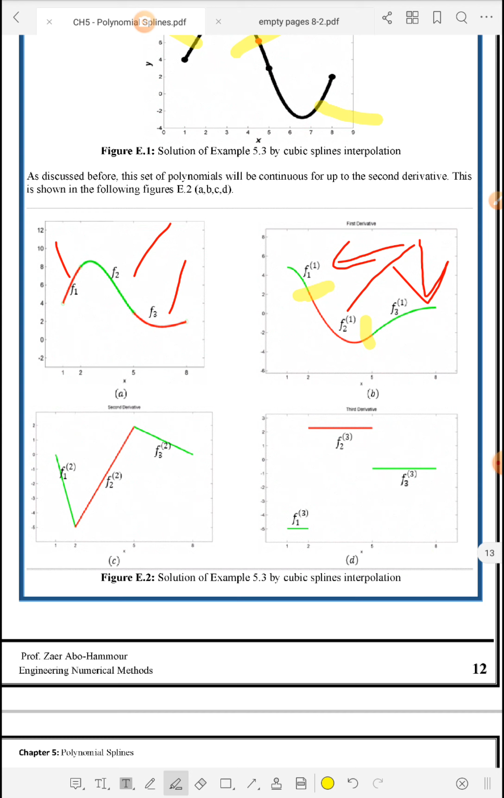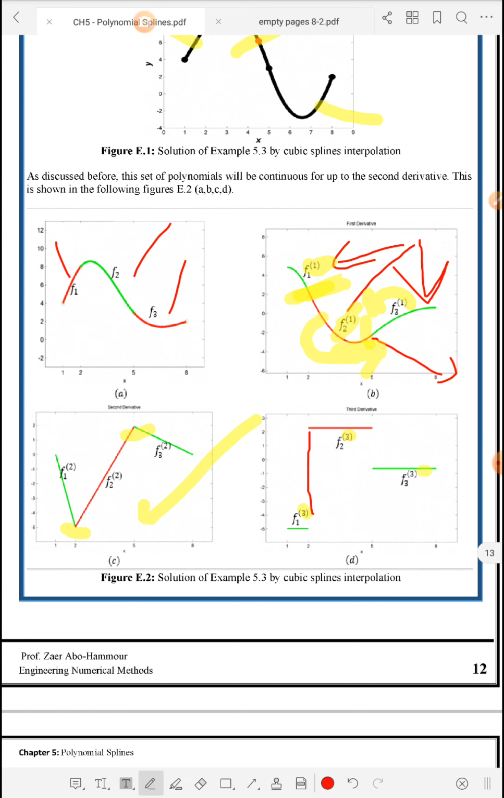This point, the derivative of f1 at this point is equal to the derivative of f2 at this point, and this is a continuous derivative. And also for this point, the derivative of this polynomial at this point is equal to the derivative of this polynomial at this point, and it's continuous. There is no discontinuity. And here we switch to the second derivative, and also the second derivative is continuous. There is no jump, while if we pay attention to the third derivative, it contains a jump.